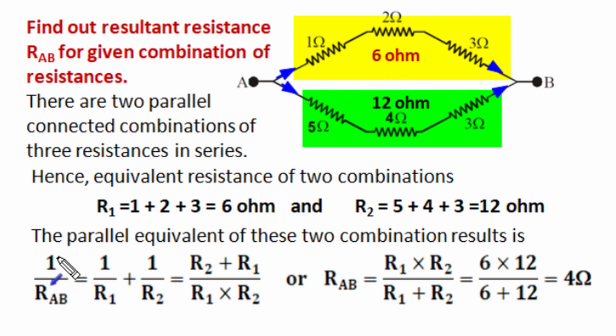And we know in parallel equivalent conditions, the inverse of equivalent resistance is the sum of inverses of individual resistances, and if there are only two resistances R1 and R2 in parallel, and when we take the LCM and invert the relation, we can say that the equivalent resistance is equal to the product of the two resistances divided by the sum of the two resistances, and the two resistances are 6 ohm and 12 ohm. So the product divided by the sum results in an equivalent resistance of 4 ohm across the A and B terminals.